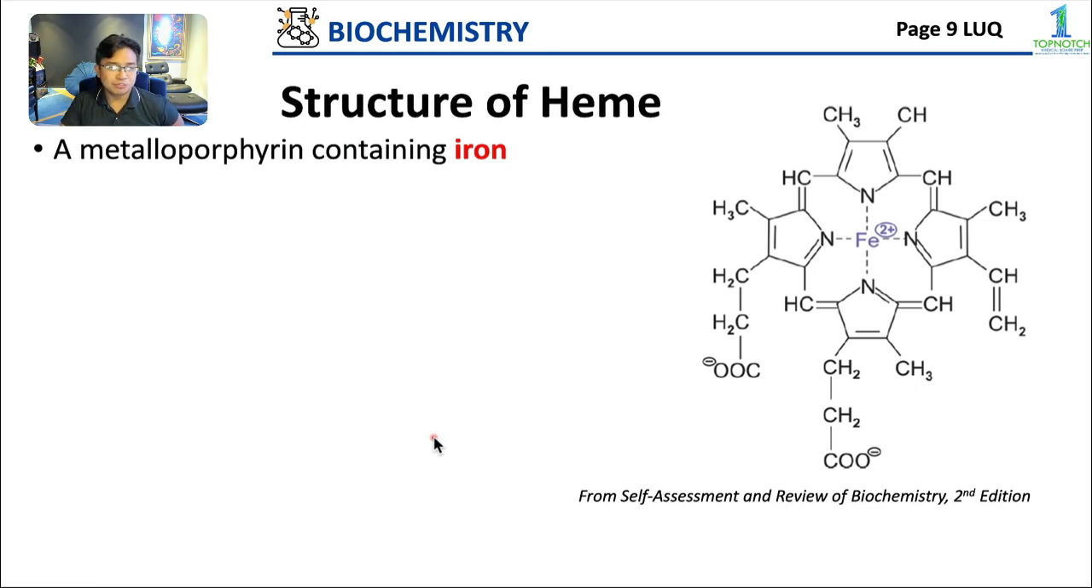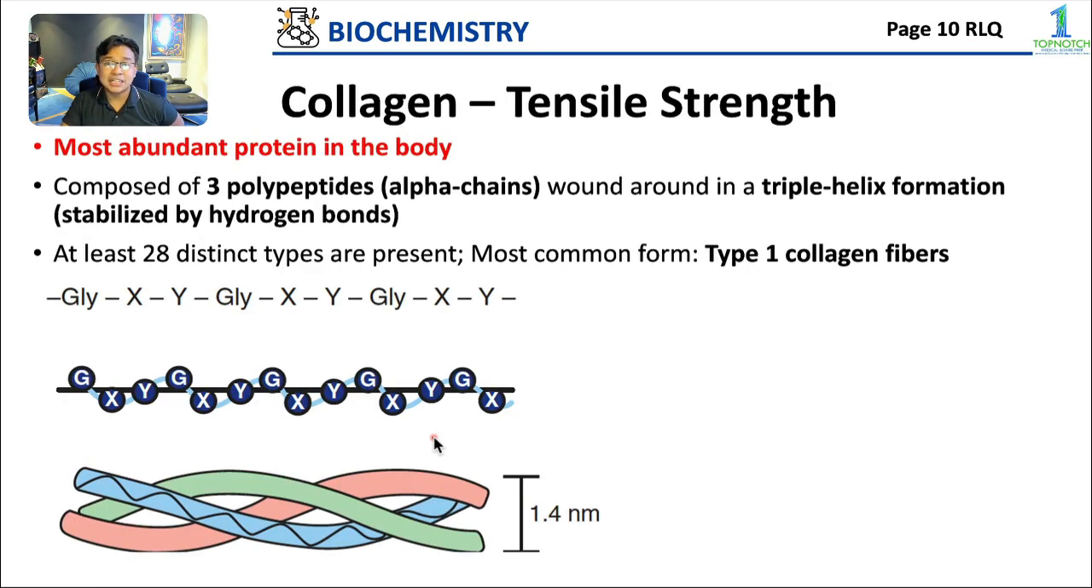Now we head to our fibrous protein and mainly about our collagen. Collagen is the most abundant protein in the body and it confers a tensile strength. So it is composed of 3 polypeptides wound around in a triple helix formation. So there are at least 28 types but the most common is our type 1 collagen fiber.